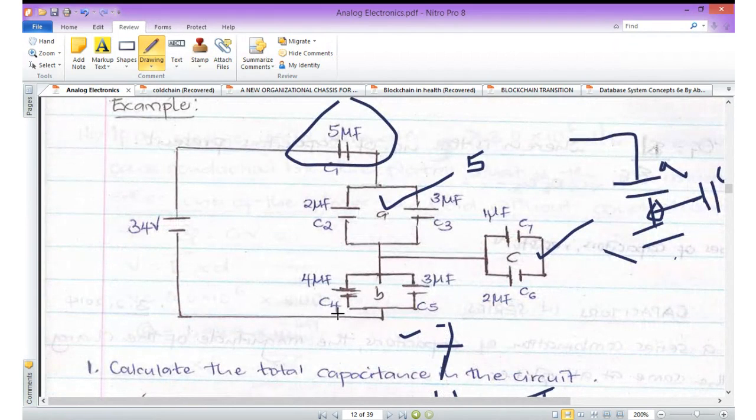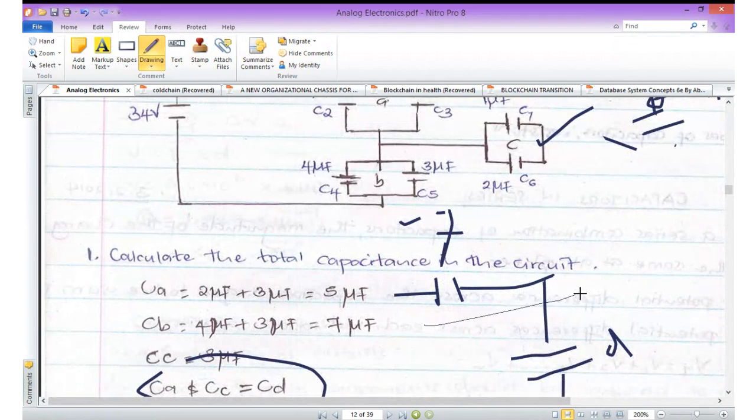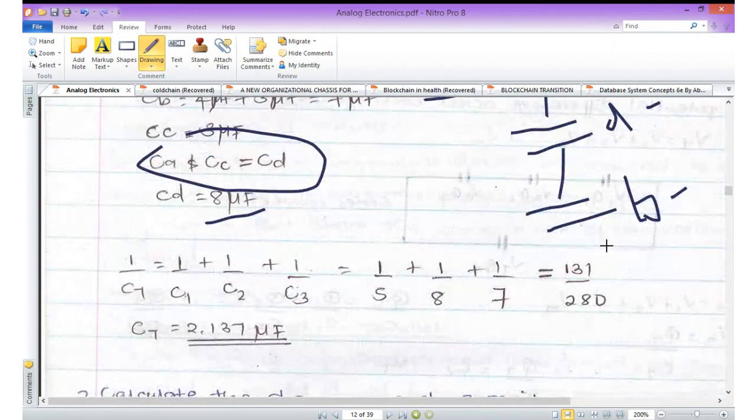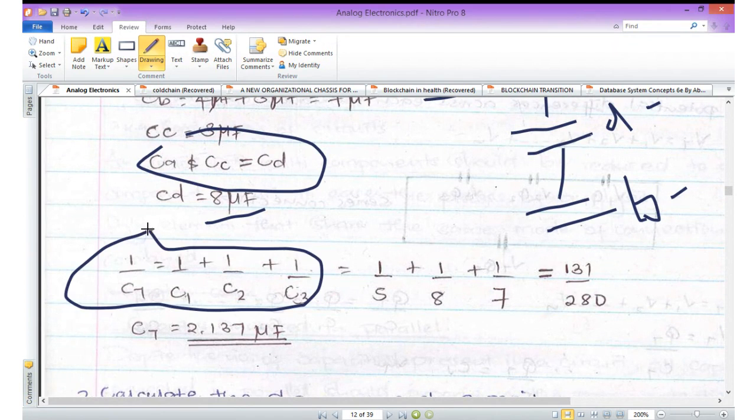Then now the 3, this one and this one and this one, you can put them together. So they're in series. So if they're in series, then our computation should pick this particular format. Once you compute that, you can arrive at the required answer.